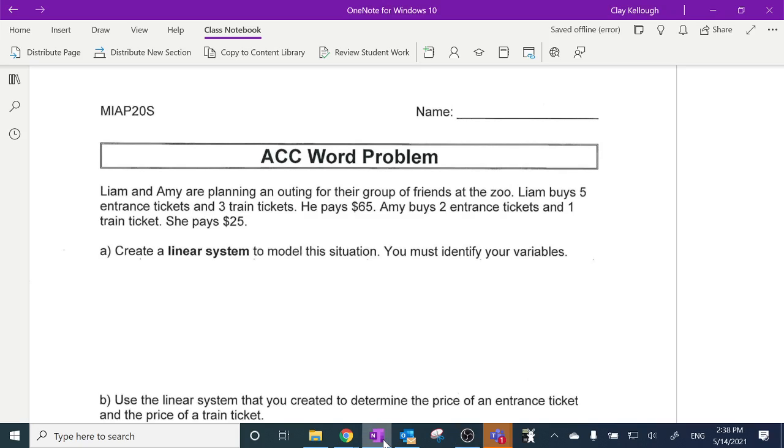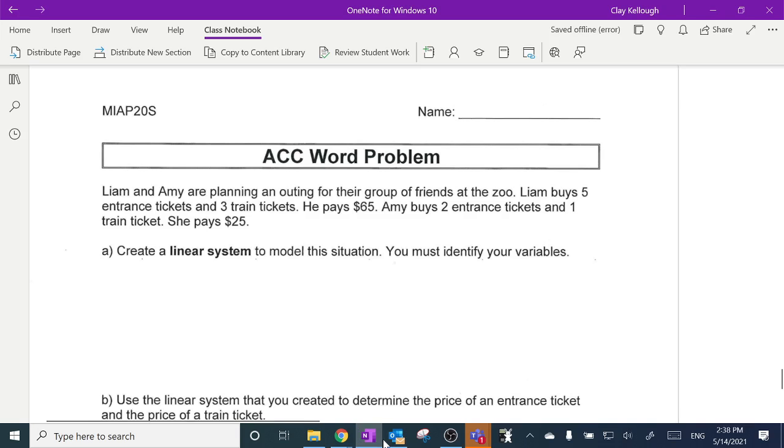Okay, so I'm just gonna record us going through these two ACCs. If you haven't tried them yet, please pause the video right now and try this one. It's at the end of your Chapter 7 ACC book.